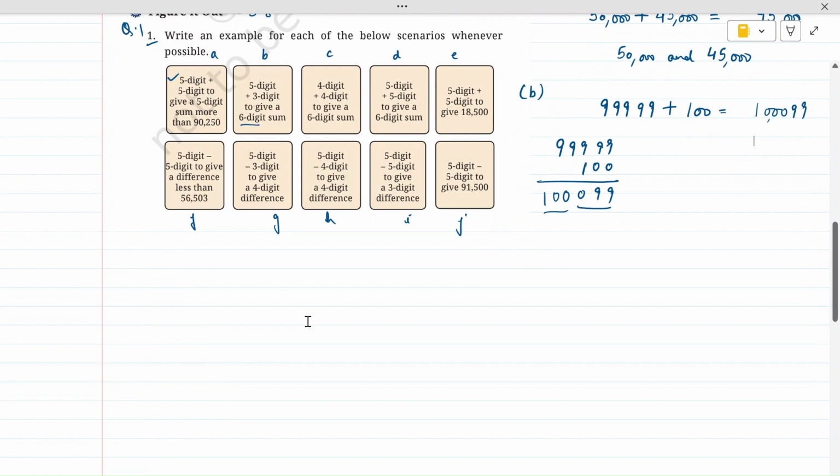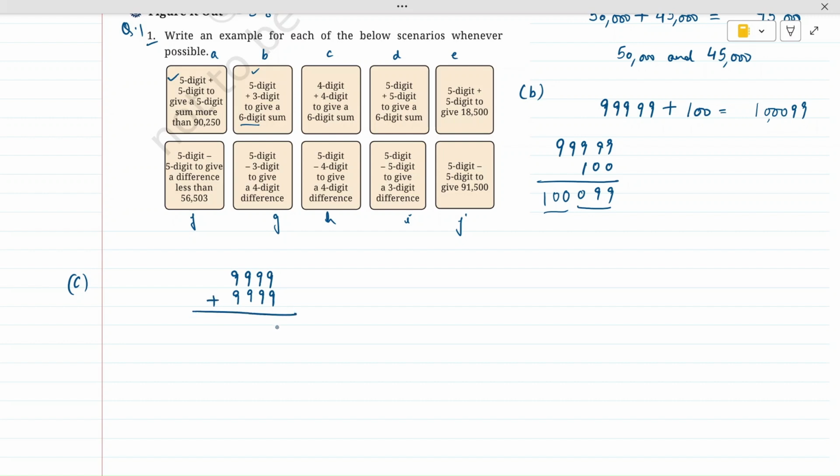Now I am moving to the C part here. C part says: a 4-digit number plus a 4-digit number to give a 6-digit sum. So now we have to see if we add a 4-digit number to a 4-digit number, can we get a 6-digit sum? So again, let us try to take two largest 4-digit numbers. The largest 4-digit number is 9999. The second number also I am taking the same. Now let's add and see what we get.